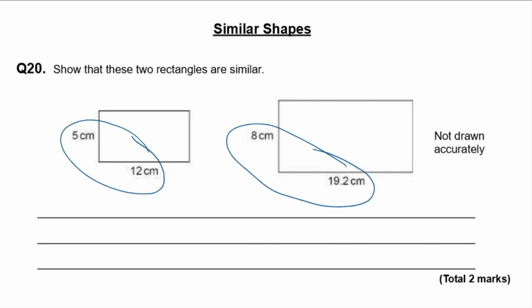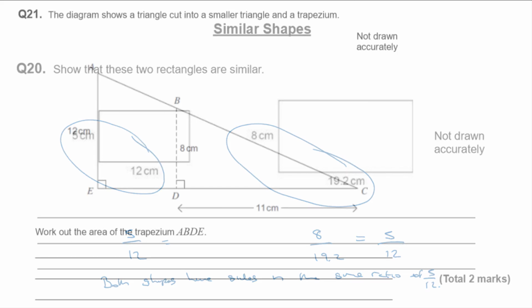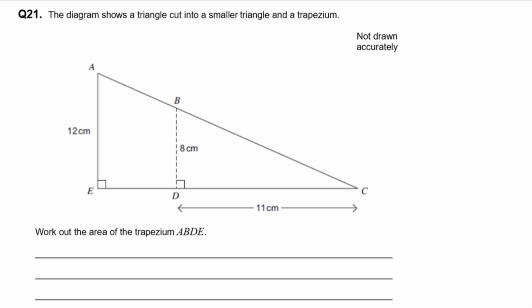So what's 5 over 12? 5 over 12 is, well, it's just 5/12, isn't it? And what is 8 over 19.2? Type that into my calculator. 8 over 19.2, that's also 5/12. Okay, so that's it. So I'm just going to say that both shapes have sides in the same ratio of 5 over 12. Okay, I think that would do. Question 21, the diagram shows a triangle cut into a smaller triangle and a trapezium.